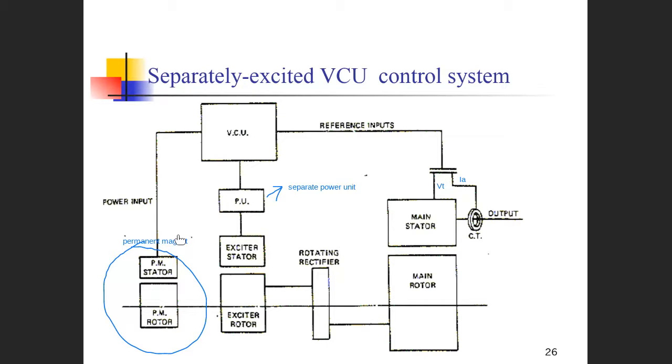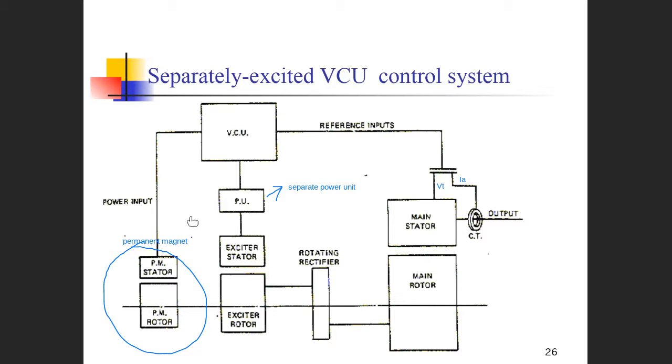Here we can use a permanent magnet to produce the field, so that there is rotation. There will be power generated here. These powers can be used as the voltage control unit powers. So this power does not come from the generator itself. These powers then can be used for the exciters.